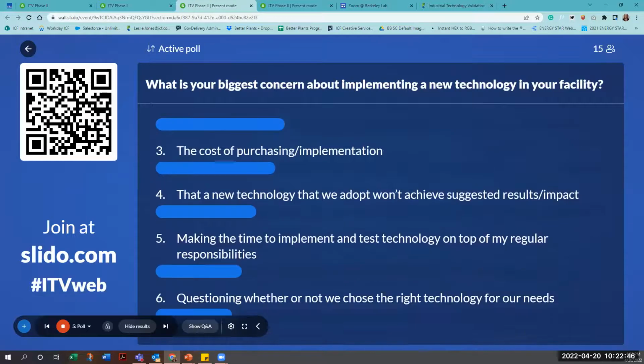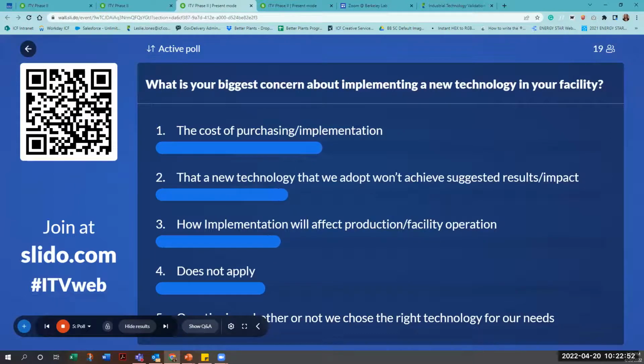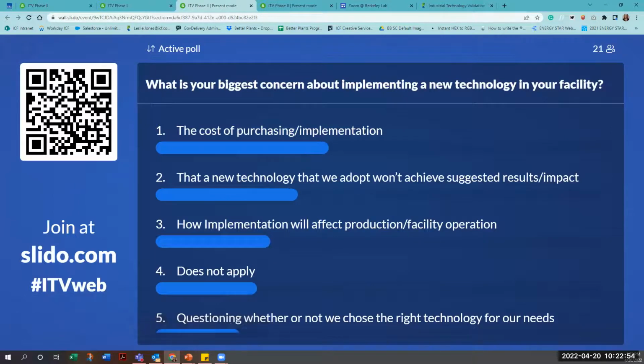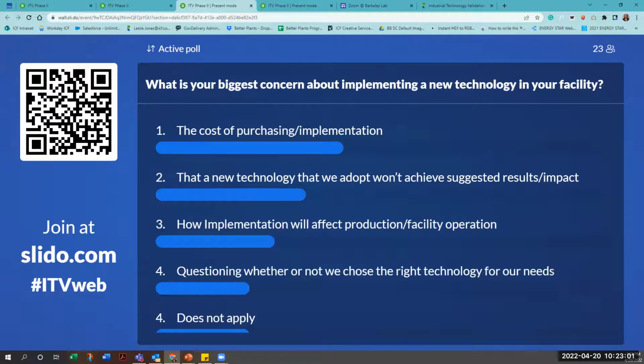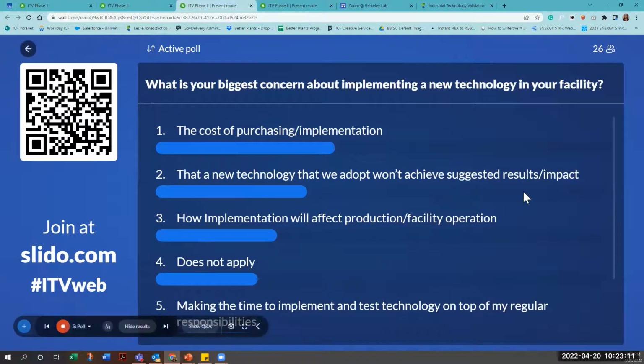And so I know you all are reading through the list right now, but I can just go ahead and read off. So there's the cost of purchasing or implementation. Sometimes you can test a new technology, but there's always the chance that maybe it doesn't achieve the results that you were looking for. Whenever you do test a new technology, you would have to do this during production, and so that might have an effect on your facility operation.